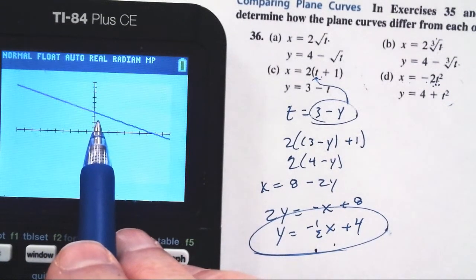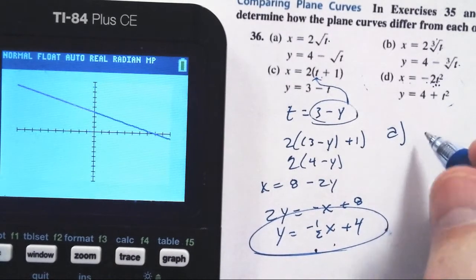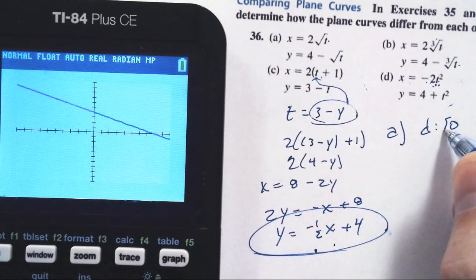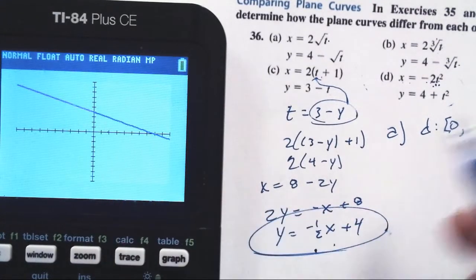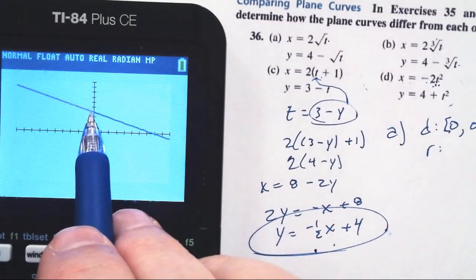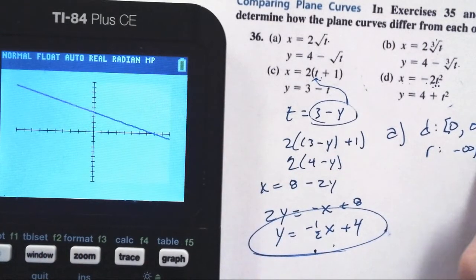I will do the first one. The first one was the blue graph. So we would say A, the domain is 0 to infinity, it appears, and the range is from negative infinity up to 4.